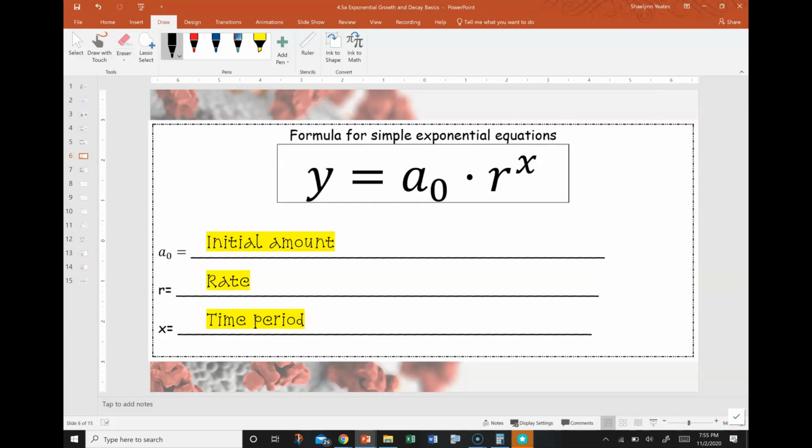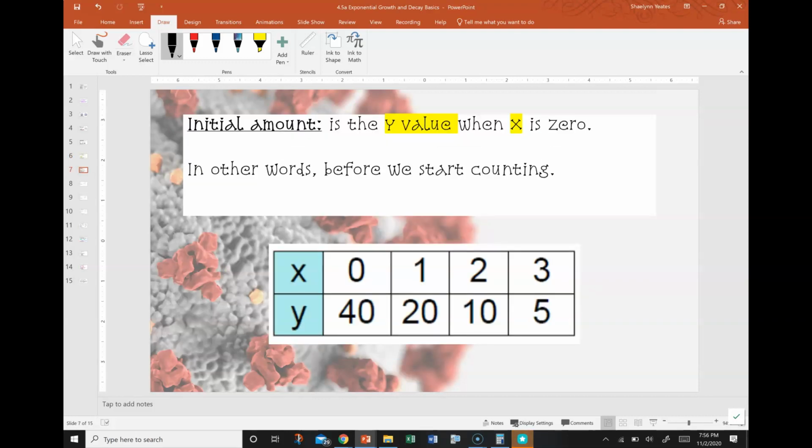Okay, here's our formula for simple exponential equations. Our a sub 0 just means the initial amount, how much we start with. Okay, r is our rate, which we've been talking about for a while, and x is our time period, or time, however many of those are. Okay, so our initial amount is the y value when x is 0. So before we start counting. So right here, my initial amount is 40.